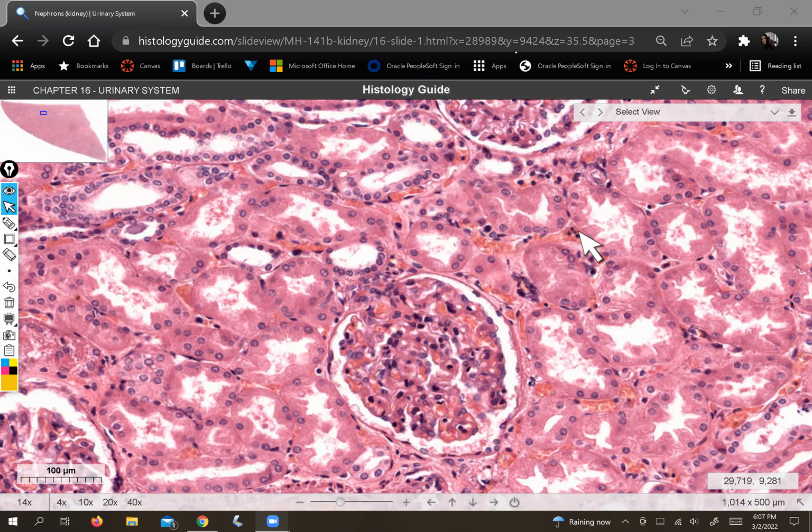All right, so here we have, obviously, the cortex. Now, you might be thinking, it's not obvious to me, and fair. So I'll show you this in a different kidney slide, but this is the one that has the good macula densa situation going on.